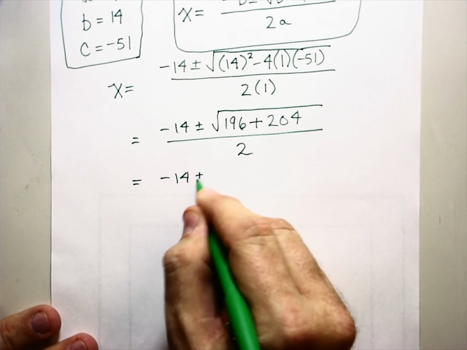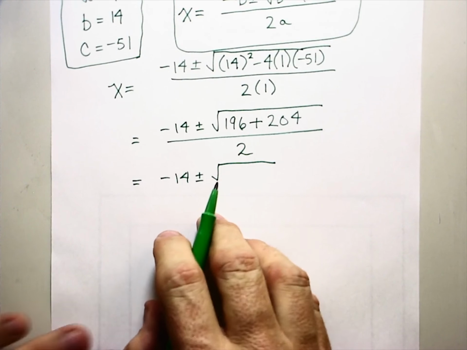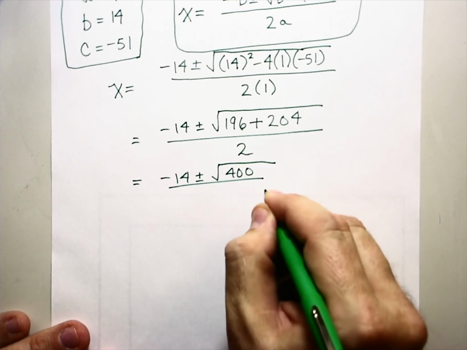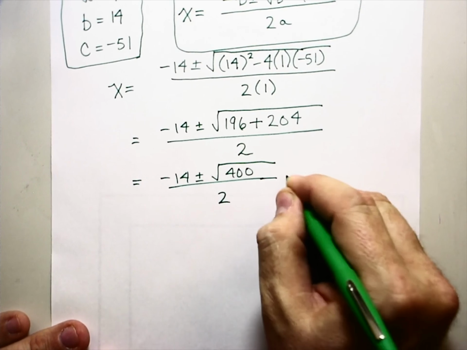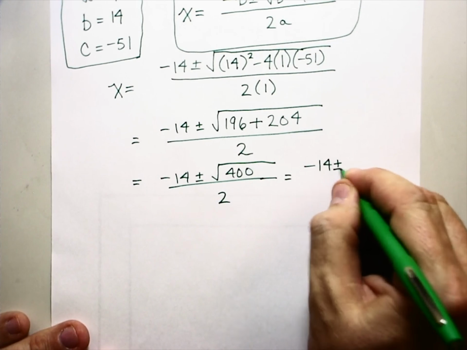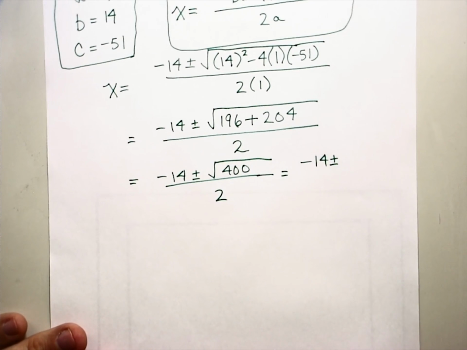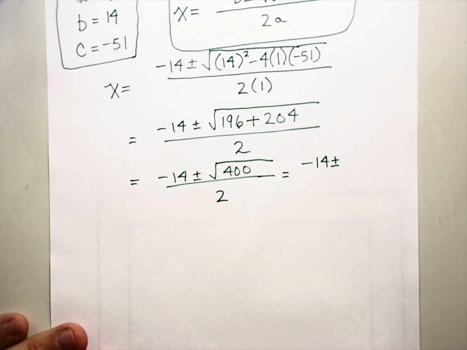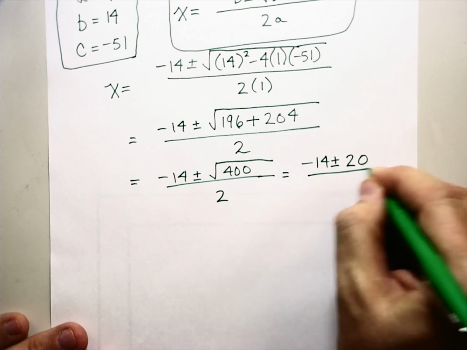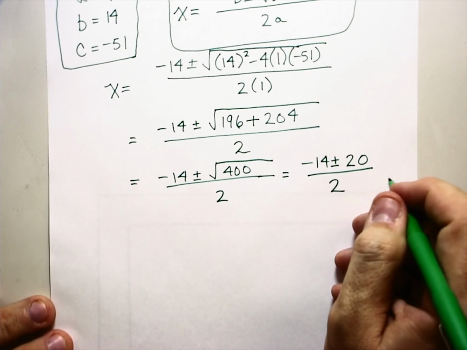We continue with the problem. Negative 14 plus or minus the square root of 196 plus 204. Now 196 plus 204 equals 400. And that's all going to be divided again by 2. And we continue, negative 14 plus or minus the square root of 400. Now if this were to come out to be a decimal or something like that, it would be a little bit messier, but in this case, the square root of 400 is a nice number, an integer, it is 20. So we have negative 14 plus or minus 20 over 2.